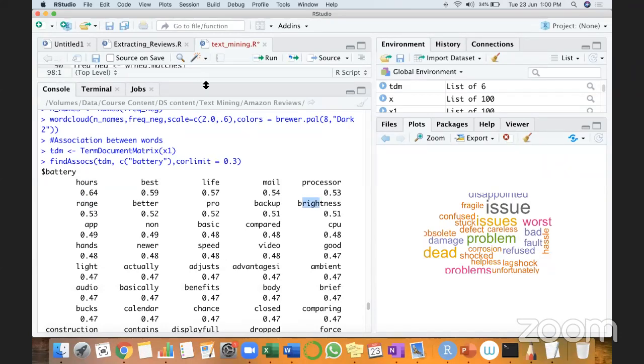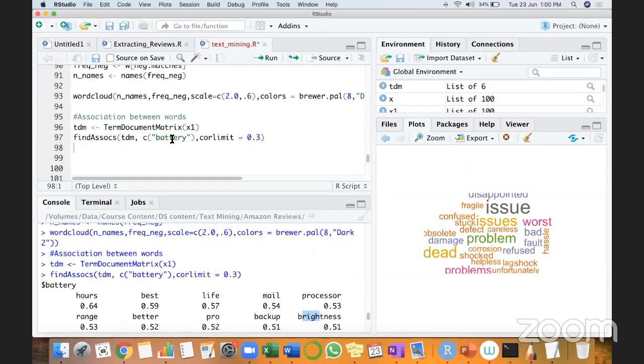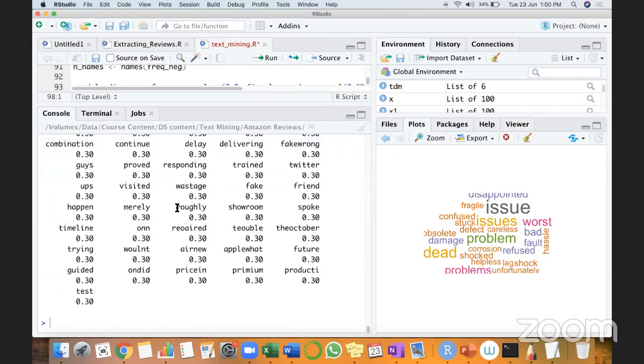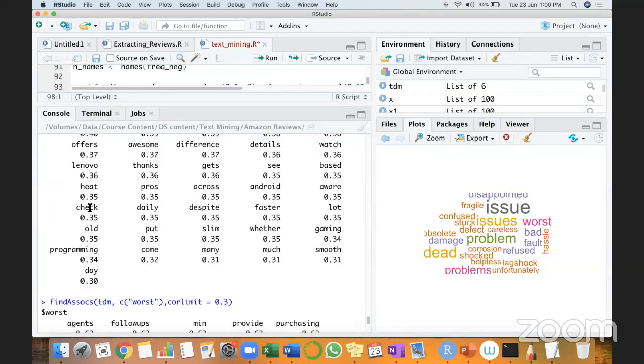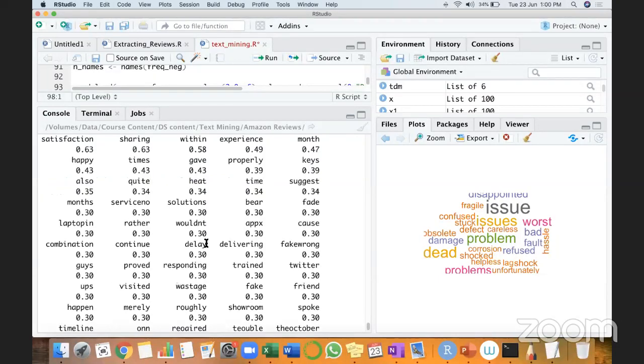Okay, let us go for other words. Worst, agents, follow-ups, provide, purchasing, satisfaction. People use the word worst with these words very often. Based on this, you can understand the different words.